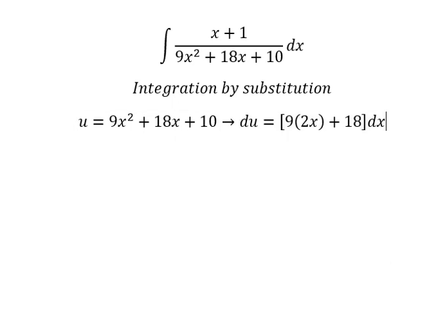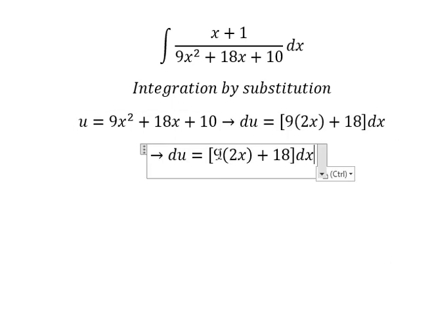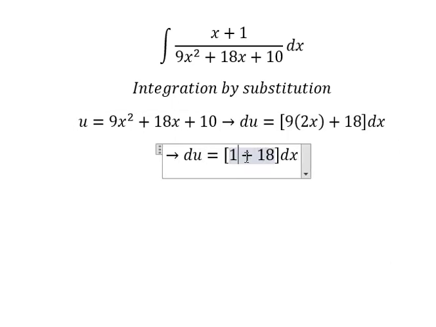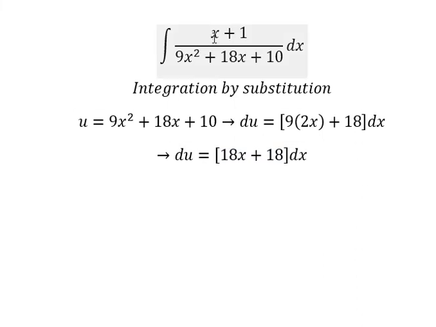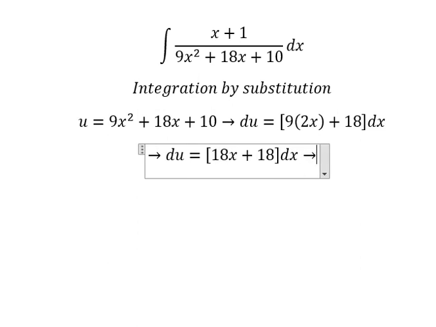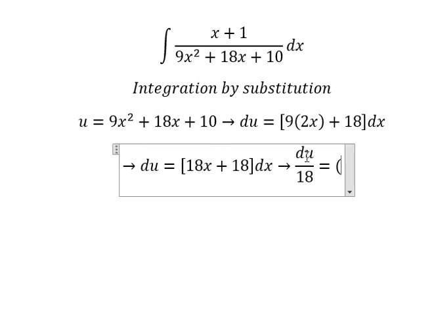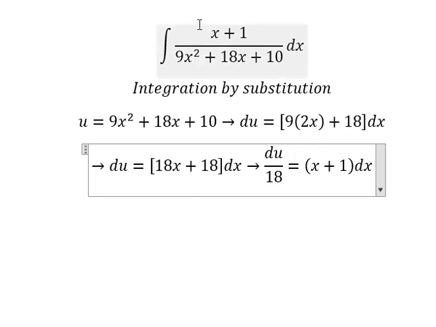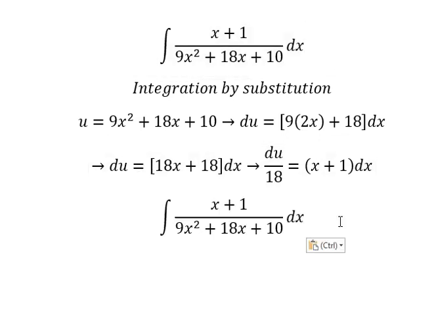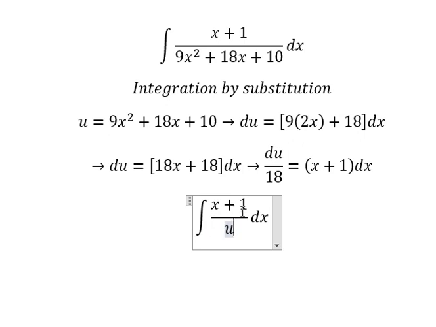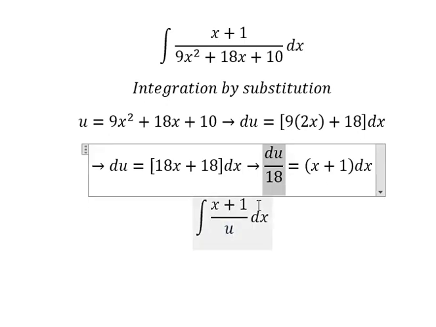So number 9 multiplied by number 2, we have 18. Because we have x plus 1, we need to divide both sides by number 18. So this one we change to u. The x plus 1 dx we change to this one.